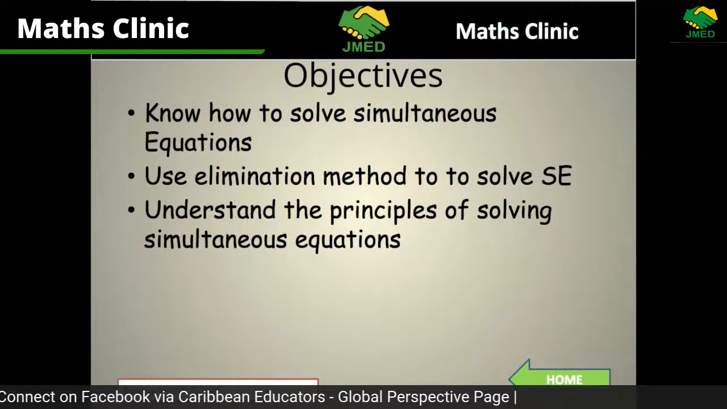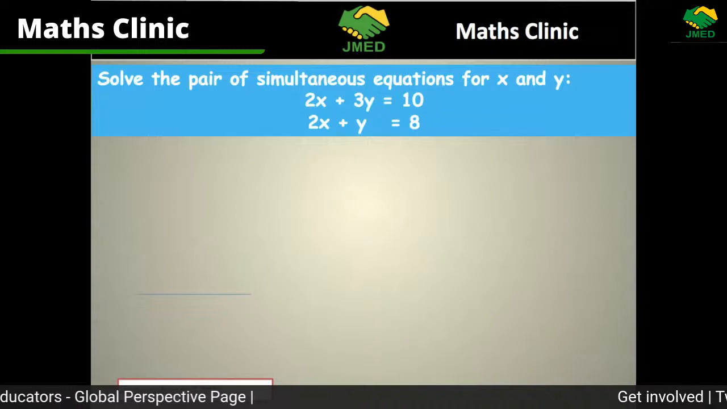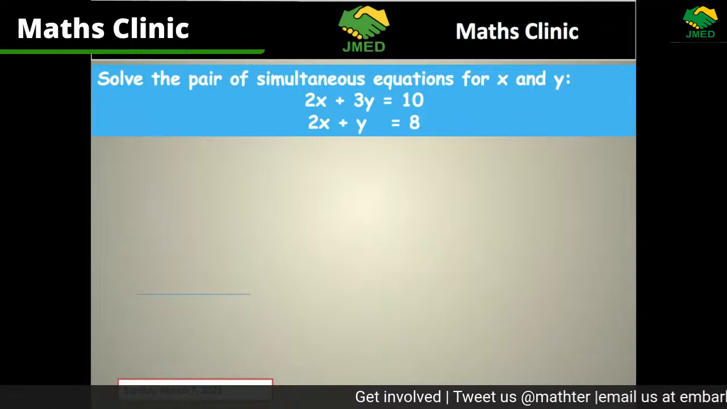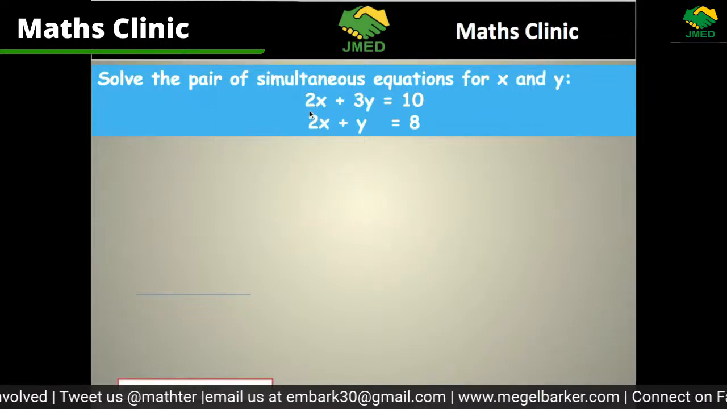So let's get going. So I have a pair of simultaneous equations for x and y. And this is a very simple equation. We have 2x plus 3y equals 10 and 2x plus y equals 8. And one of the things that we have to get used to is the terminology.